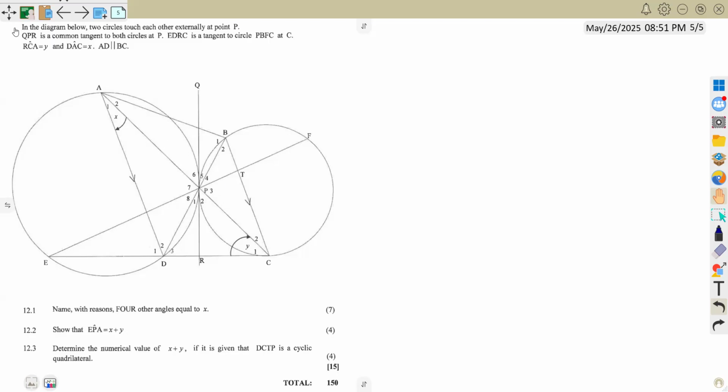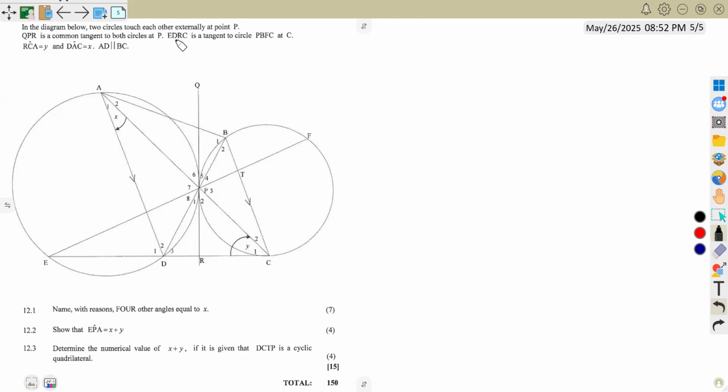Right, we are now on question number 12. We are given that in the diagram below, two circles touch each other externally at point P. Here, that's where they touch. The two circles, we've got this bigger circle and this smaller circle here. Then you are told that QPR is a common tangent to both circles at P.